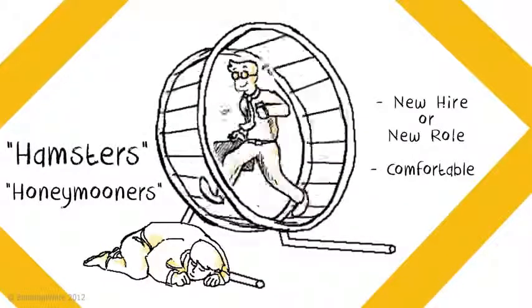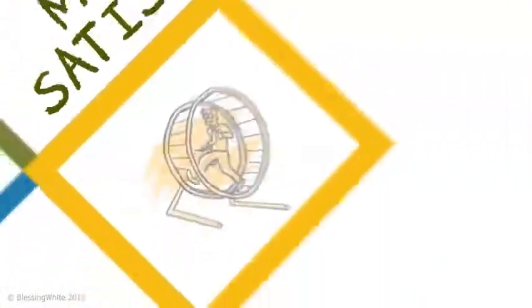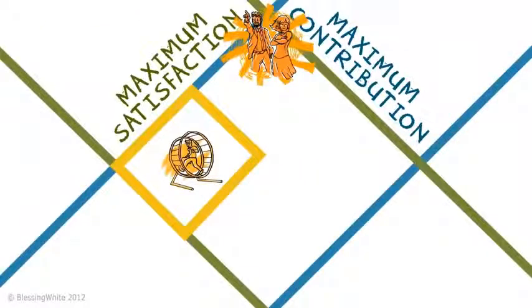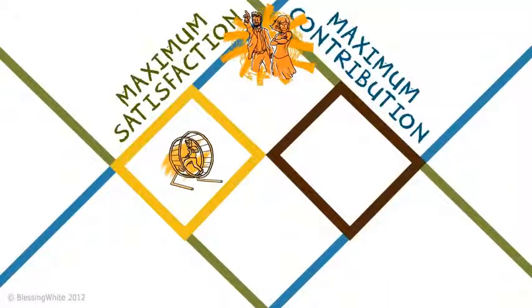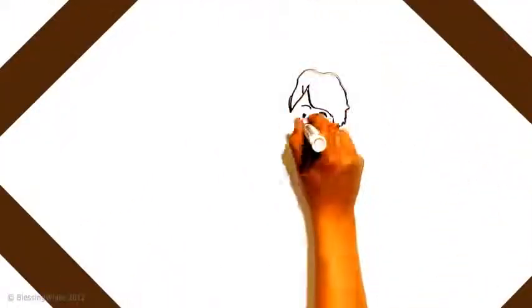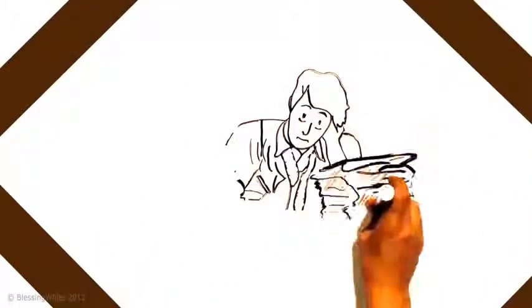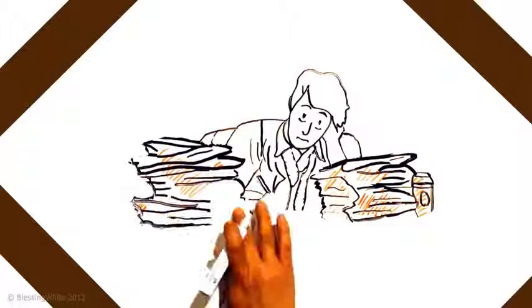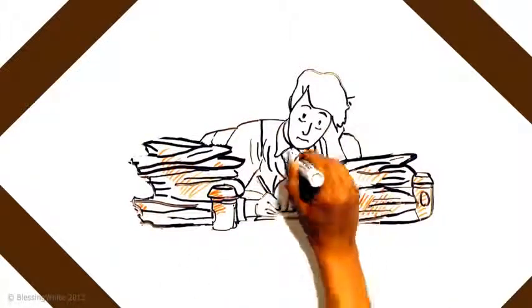On the opposite side of the model, we have individuals who are delivering great results, but for one reason or another, not getting what they want from the work. We call this group the Crash and Burners. And you need to pay close attention to this group. Clearly, their level of contribution needs to be sustained for the organization to succeed.